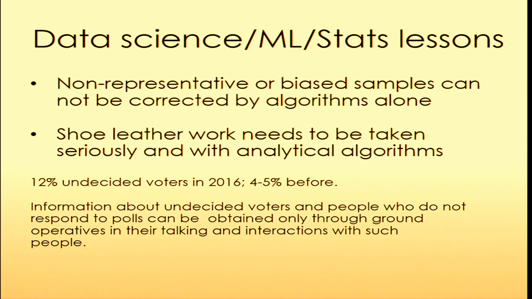And for this year, the undecided voters was 12%. Previous years, only 4 to 5%. So this alone, if you have no sense about this undecided voter, doesn't matter how fancy and good your algorithm is, you're not going to be able. It was a pretty tight race in the end. You're basically doomed. But these ground operatives do have information. They talk to people. They have a sense. And that information is qualitative, but was not taken into account.